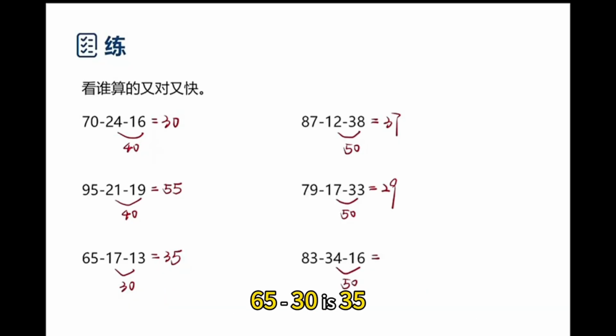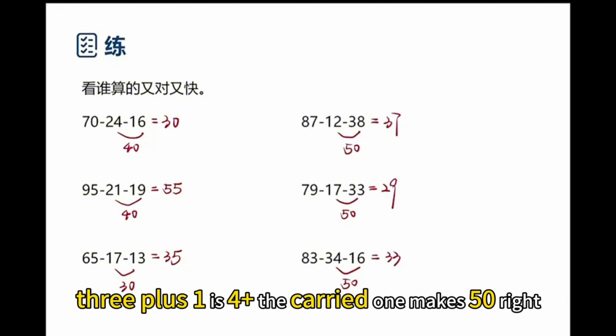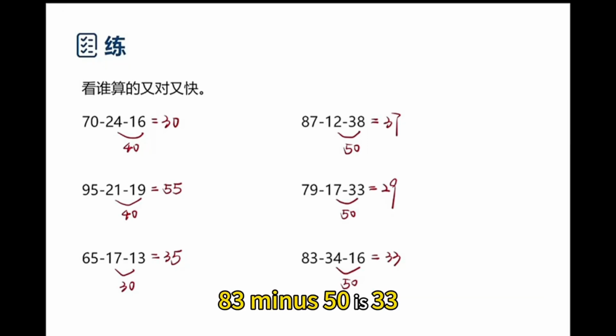65 minus 30 is 35. 83 minus 34 minus 16. 4 and 6 are good buddies again. 3 plus 1 is 4, plus the carried 1 makes 50, right? 83 minus 50 is 33. Is that right? No problem.